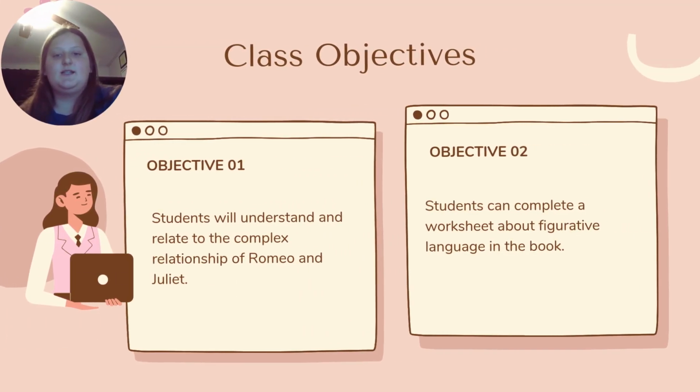Today's class objectives include two objectives. Objective 1 is students will understand and relate to the complex relationship of Romeo and Juliet. Objective 2 is students can complete a worksheet about figurative language in the book.